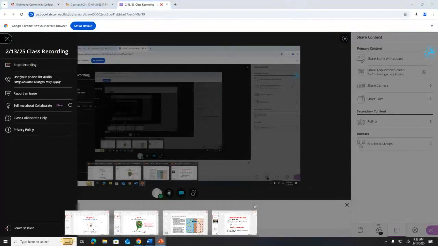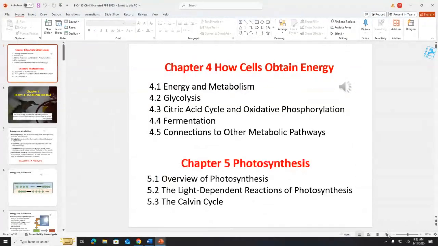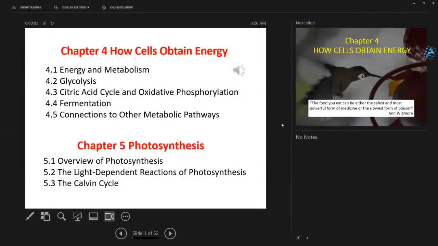Okay, these two chapters are together on one PowerPoint because they're very similar. The processes discussed are very similar, except they're opposites, as we'll see. Photosynthesis is just about the direct opposite of aerobic cellular respiration, which is described in chapter 4.